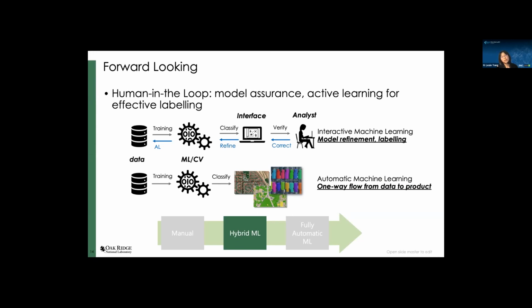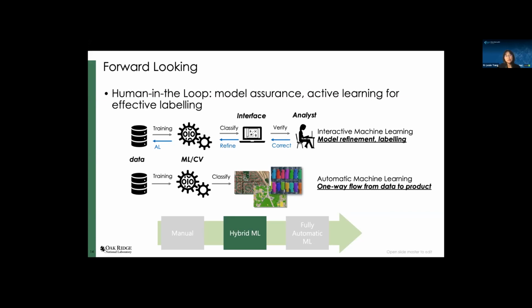They would like to verify any data sets generated from machine learning models and computer vision models and make sure the data is up to the quality they are looking for. So eventually, we would like to achieve fully automatic machine learning, while we are not there yet. So hybrid machine learning, that's where we are right now.